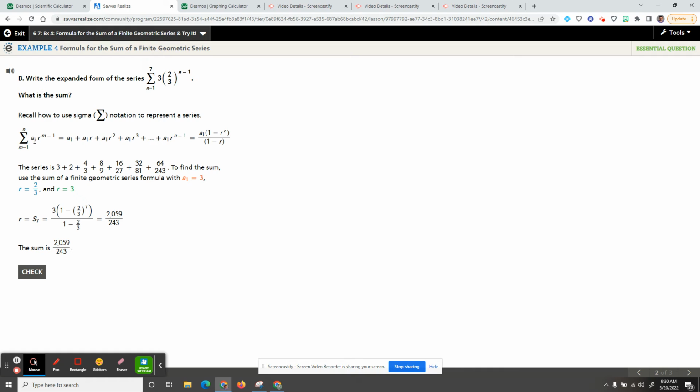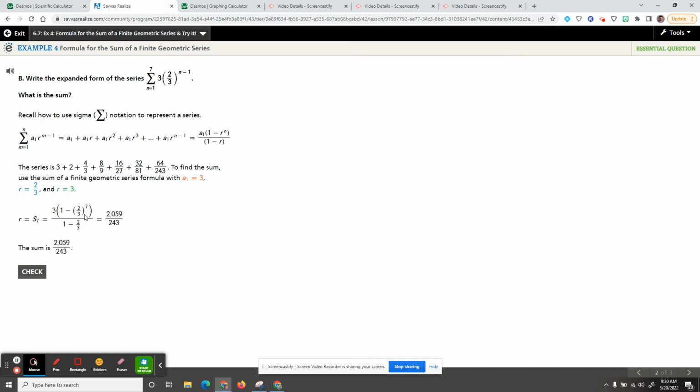In this case, the first term is a sub 1. And then the common ratio is 2/3, right? Because that's the value, that's the r there. So when you substitute those numbers in, you get 3 for the first term. The common ratio is 2/3. And the number of terms in the series is 7.